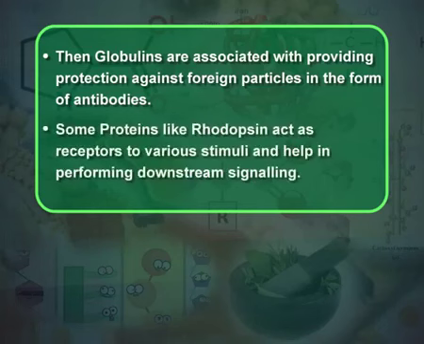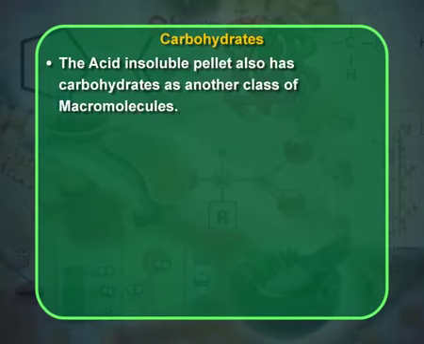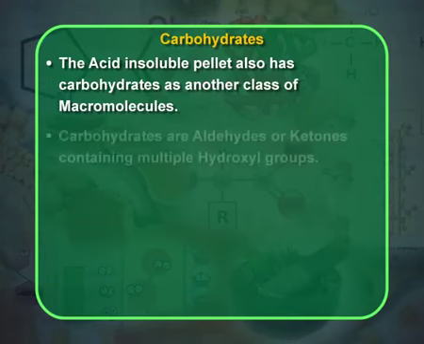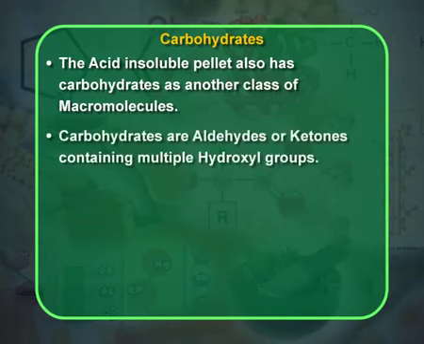Some proteins like rhodopsin act as receptors to various stimuli and help in performing downstream signaling. Now friends, we shall discuss the other biomolecule known as carbohydrates. The acid insoluble pellet that we had also has carbohydrates as another class of biomolecules. Carbohydrates are aldehydes or ketones containing multiple hydroxyl or OH groups.